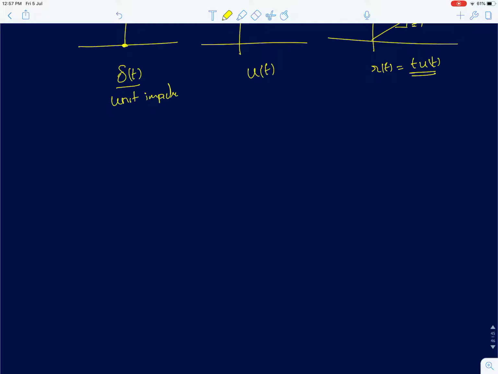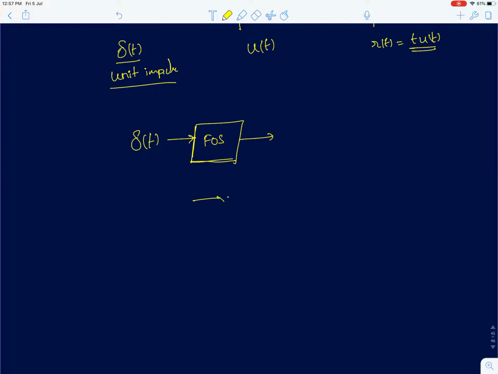Now first we'll analyze an impulse input. Delta of t is an impulse. When I feed it to a first order system, which I'll call FOS, what will be the output of this system? To solve this, I'll very quickly use a simple first order RC circuit, because it's very intuitive. Assuming that the initial condition across the capacitor is 0, I've applied a sudden unit impulse at t equal to 0.